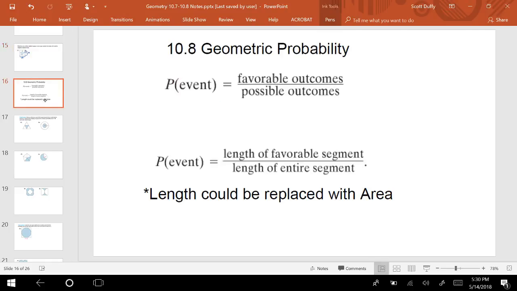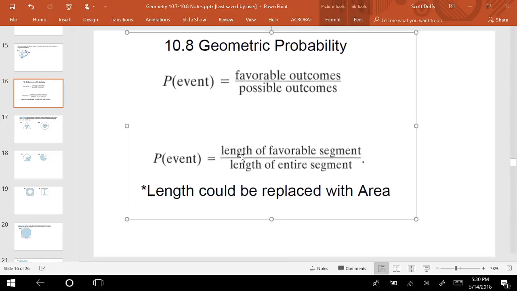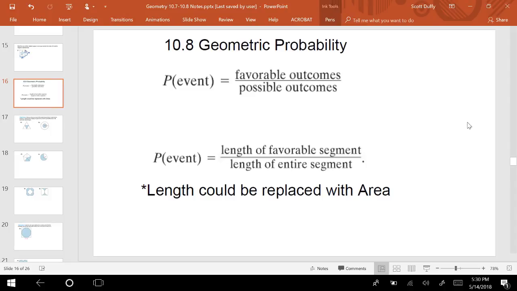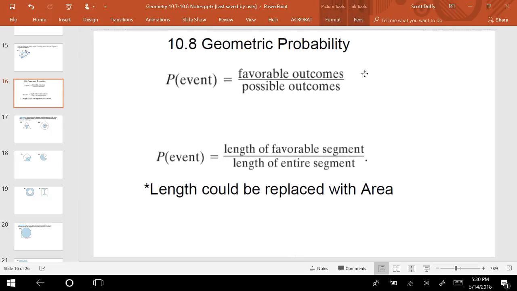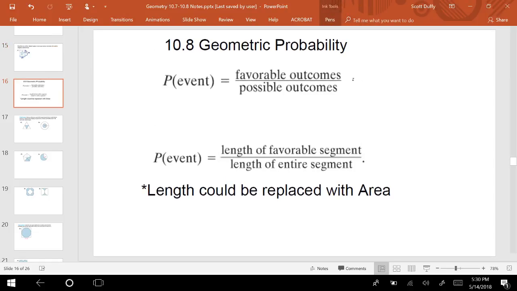With regular probability, we said that the probability of an event occurring is equal to the favorable outcomes divided by the possible outcomes. So if we said, what is the probability of rolling a 1 on a die? Well, how many sides have a 1 on it? There's only one side with a 1 on it. How many sides are there on a die? 6. What's the probability of rolling a 3 on a die? Well, there's only one side with a 3. So it'd be 1 out of 6 also.